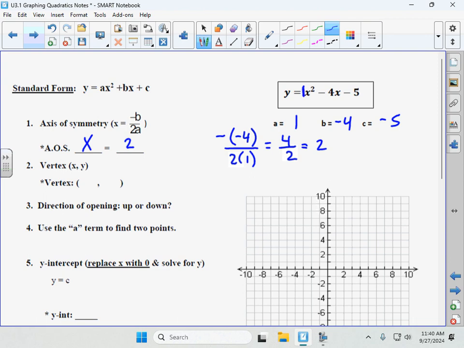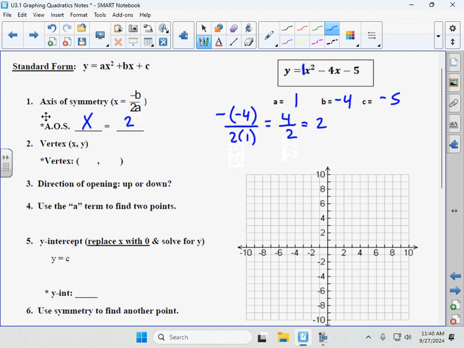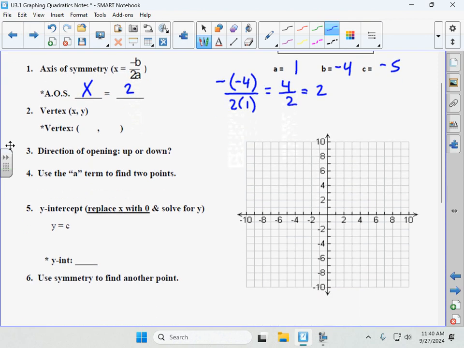Now when we want to find the vertex point, it's always going to be an ordered pair. We're going to take the axis of symmetry number that we just found and put it in for the x position of the ordered pair. So the axis of symmetry line number is also the x coordinate of the vertex. Now we've got to find the y coordinate.